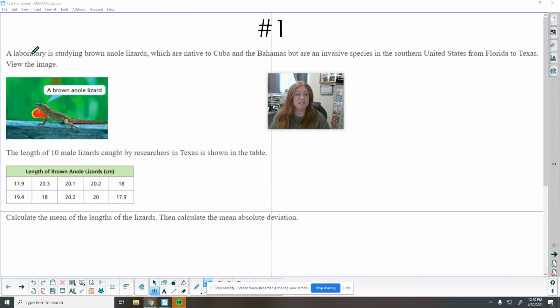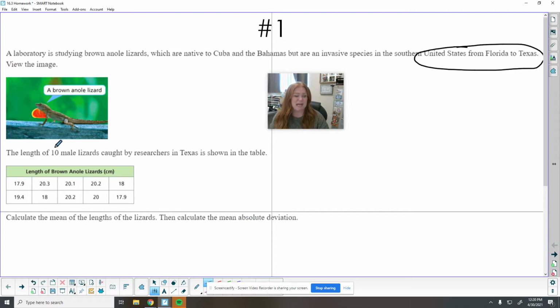This tells us that a laboratory is studying brown anole lizards. Never heard of that word. Probably said it wrong. They are native to Cuba and the Bahamas, but are an invasive species. Oh, this is just going perfect with our science right now, you guys. They are an invasive species in the southern United States from Florida to Texas. So these are coming in and taking over in these places, ruining their ecosystem.